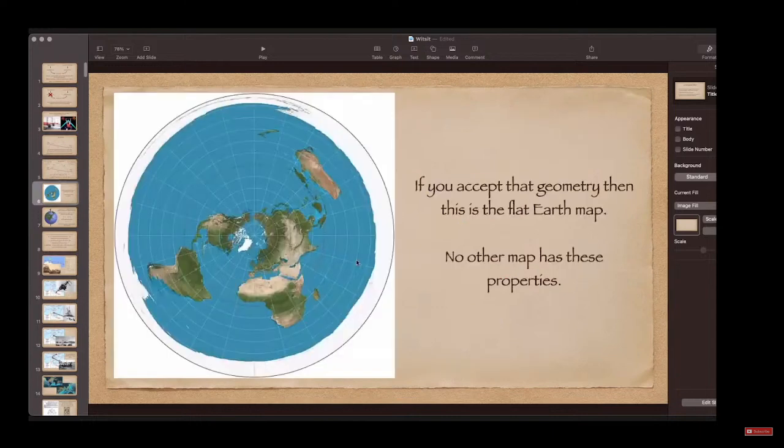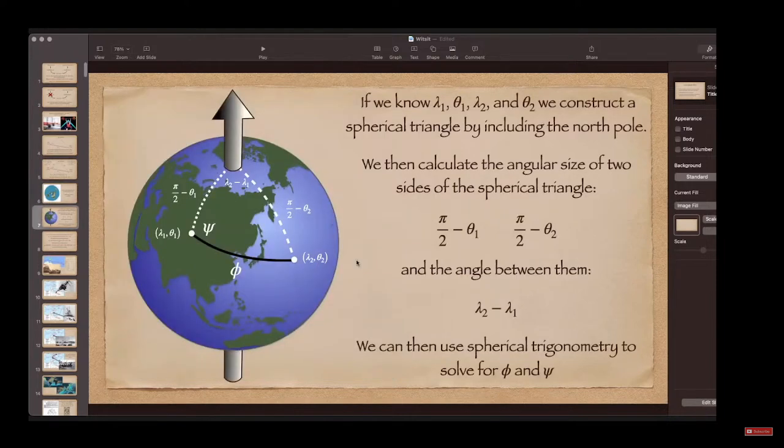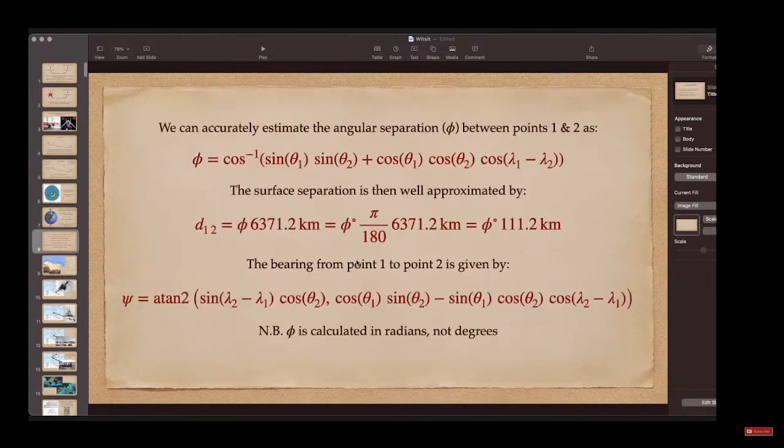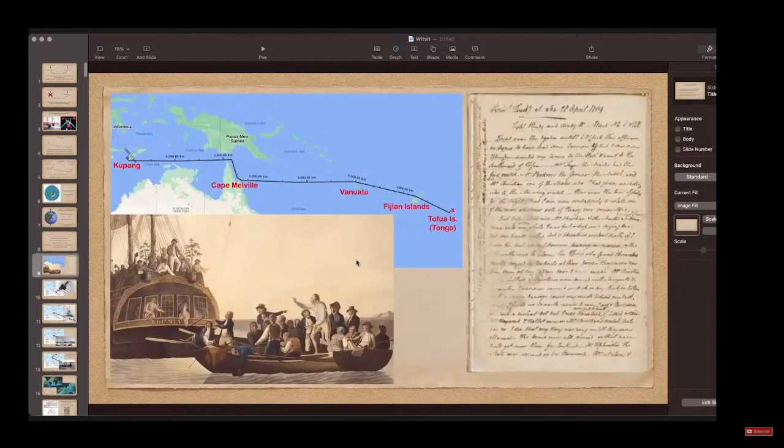If you accept that geometry, then this is your flat Earth map. There's no other map that has those properties. The way we do it with a spheroidal calculation is exactly the same, except that it's a spherical triangle. We know two sides, we know the angle between them, we therefore solve for the third side and the angle psi, and these are the formulas that give those. Now, this is a very long-standing problem that a lot of people have been faced with.